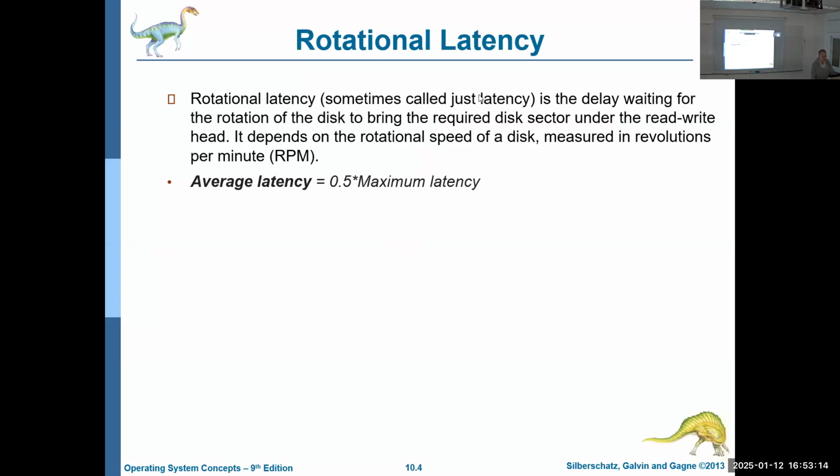Rotational latency, sometimes just called latency, is the delay waiting for the rotation of the disc to bring the required sector under the read-write head. It depends on the rotational speed of the disc measured in revolutions per minute, RPM. Average latency is half of the maximum latency.